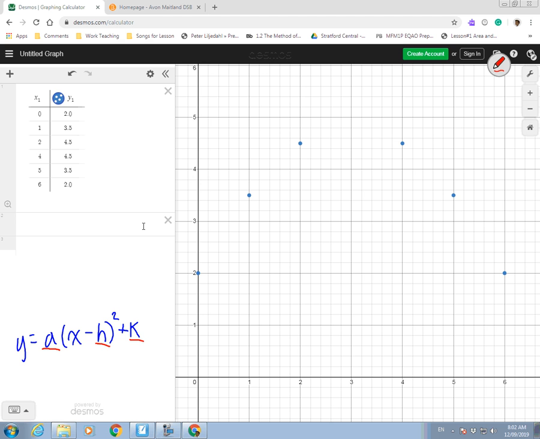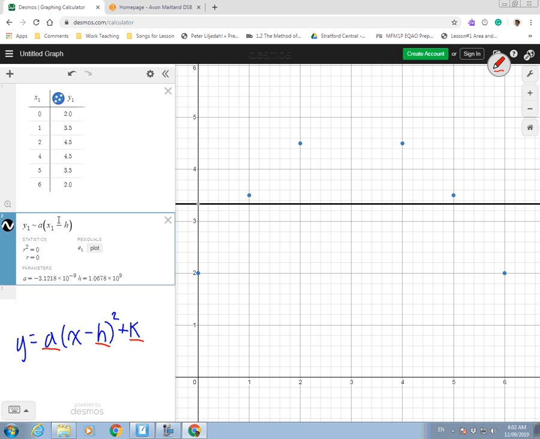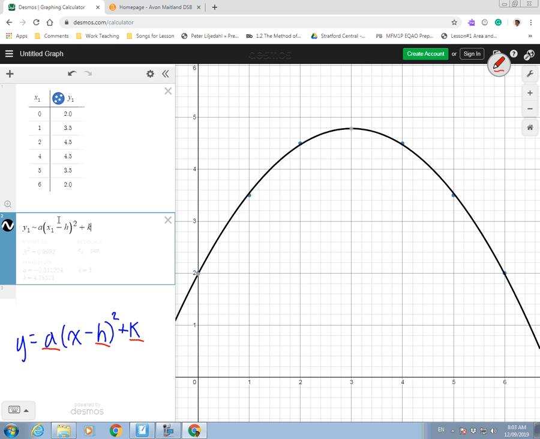Now, just like before, we're going to end up having to use the Desmos equivalent of regression by using the tilde sign. And we're going to use a(x1 minus h) squared plus k. And you'll notice we end up with three different values. One for a, one for h, one for k.